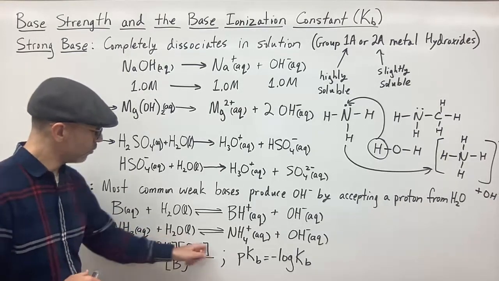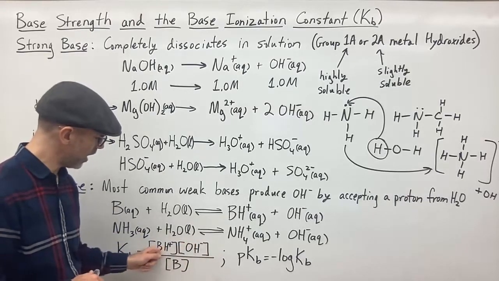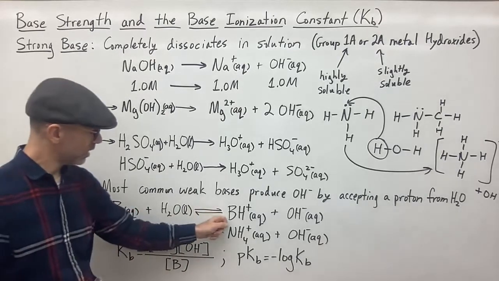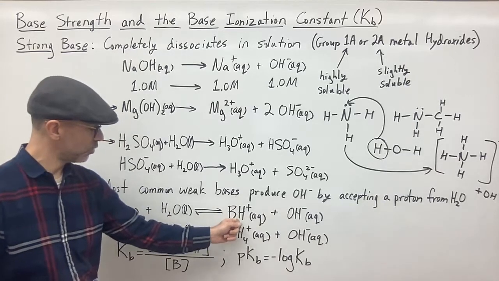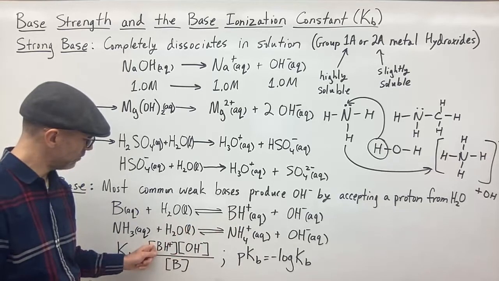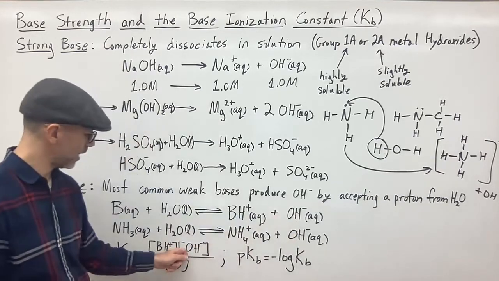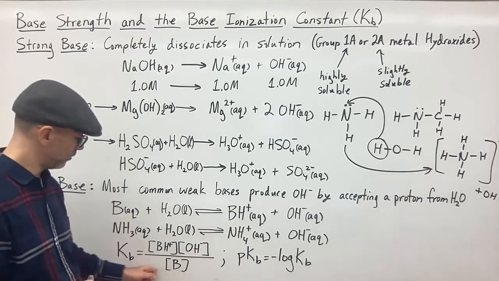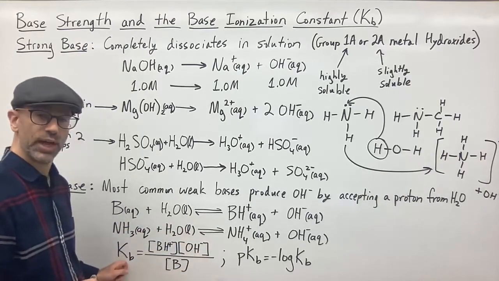So the ratio of the products, the concentration of the products on the top, in this case, our generic concentration. So we have our BH plus, which is your conjugate acid of the base, the concentration of that conjugate acid on top, times the concentration of your OH minus on top, divided by the concentration of the base on the bottom. So this is your expression for your Kb.